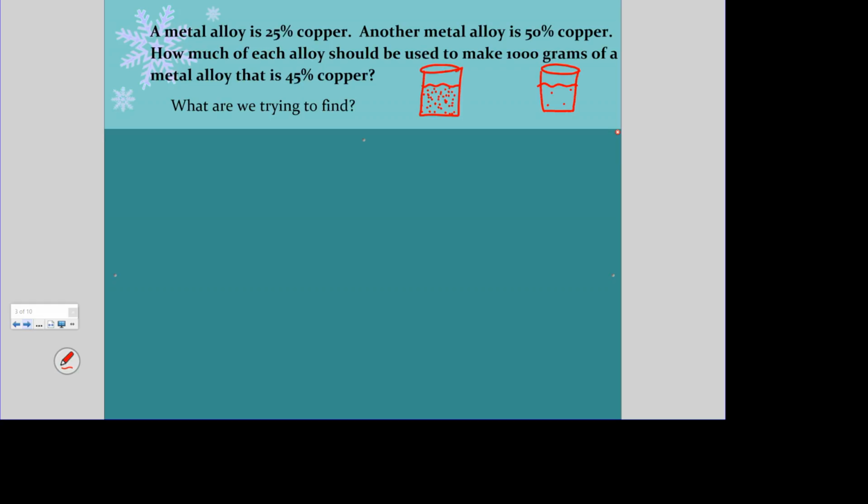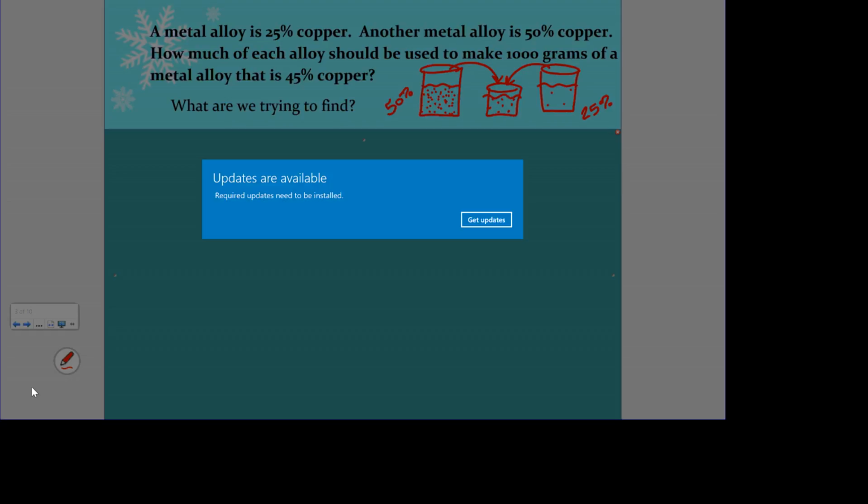Another metal alloy is 50% copper. This one would probably be the closer to 50% copper alloy because it's got more of the pulp in it. And this orange juice would represent the 25% copper alloy, where we're having way less pulp than the other one. And if you were to take these glasses of orange juice and pour them and mix them together, you're going to get a new glass of orange juice that falls somewhere in between the pulp levels of the original two.